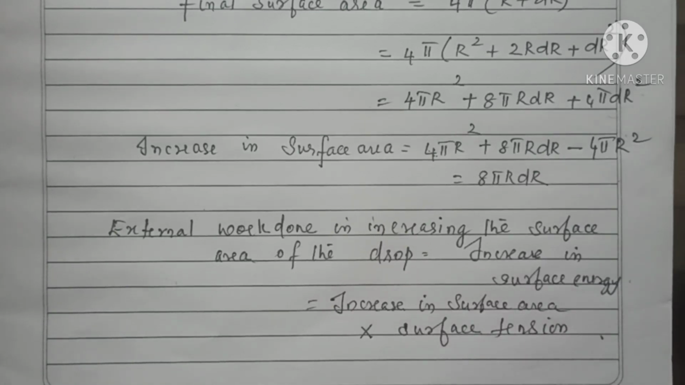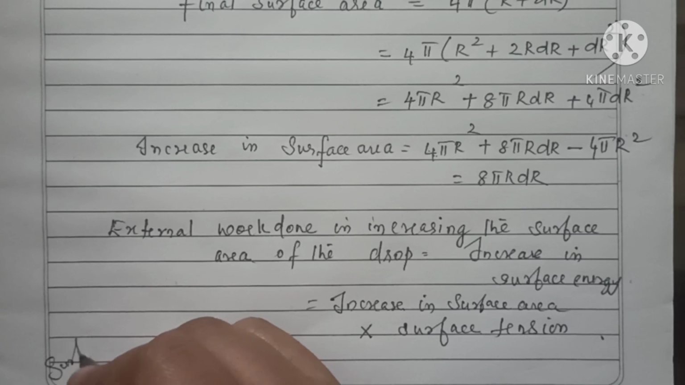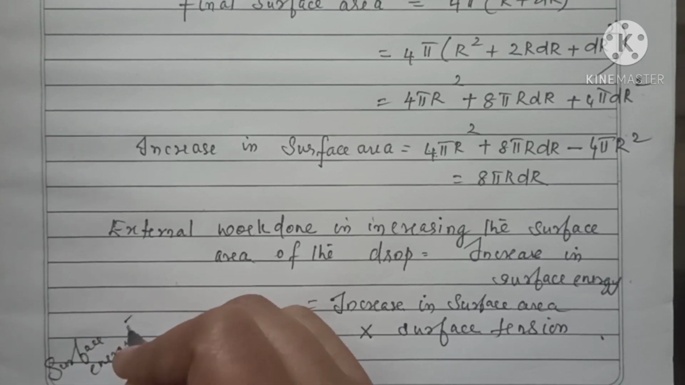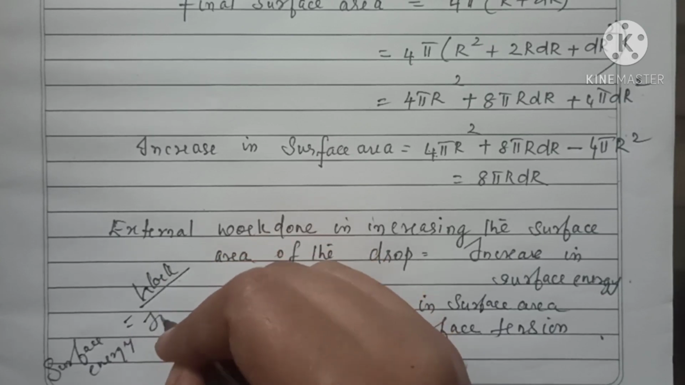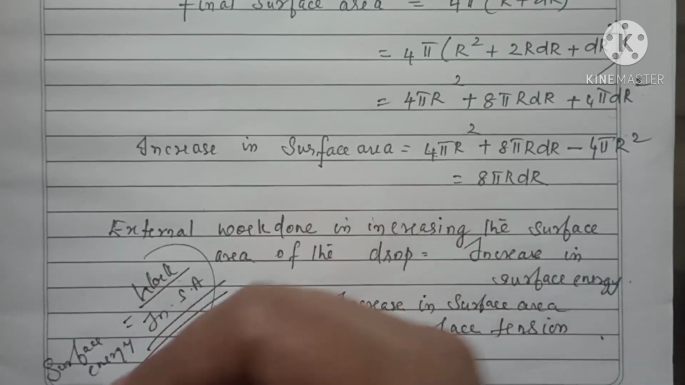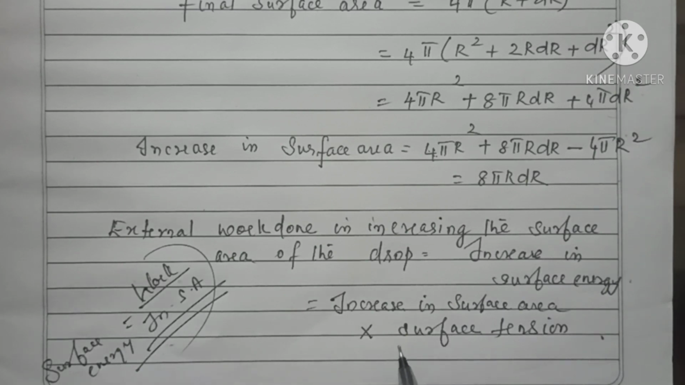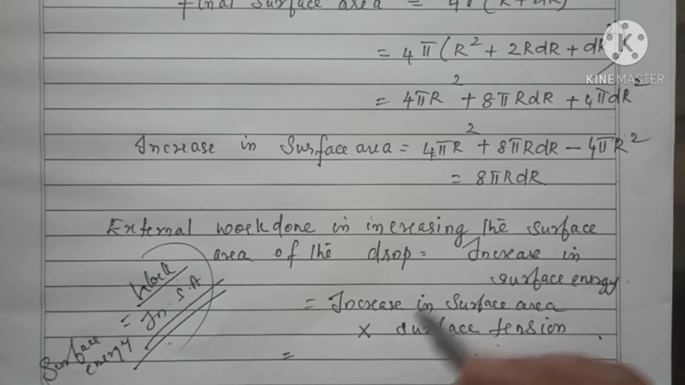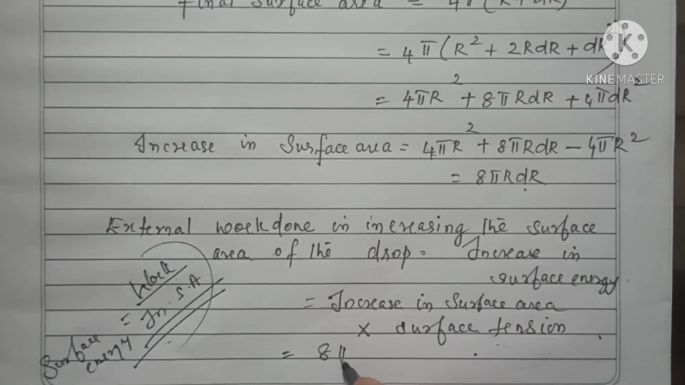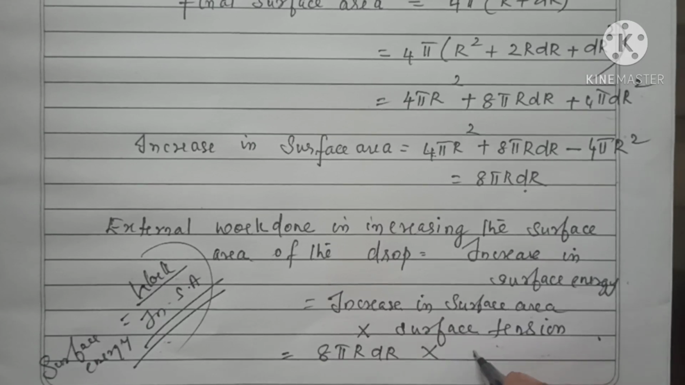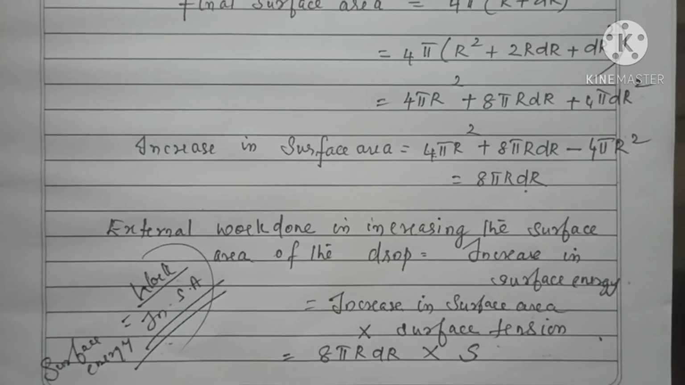Yeah, increase in surface area into surface tension, because you have studied that the surface energy is equal to work done divided by increase in surface area, isn't it? Last class we have studied. So just cross multiplying, we will get increase in surface area into surface tension, because surface energy is numerically equal to surface tension. Okay. So how can you write that increase in surface area? You have the expression 8 pi r dr. So 8 pi r dr into surface tension S.